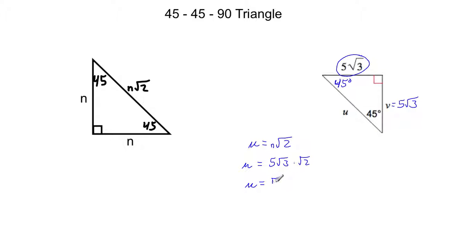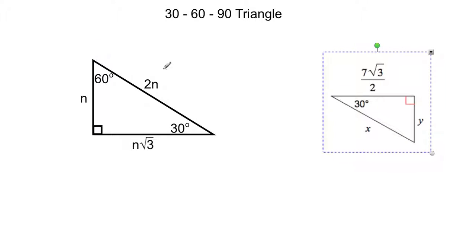Now 5 is 5, and if we take the square root of 3 and multiply it by the square root of 2, we're going to get the square root of 6. We can't multiply that by 5 because it's not the square root of 5. They're from two different worlds. We can't combine them. So that's more of an algebra piece. But the concept of the 45, 45, 90 triangle should make sense. If we have these two sides as n, we take that and multiply it by the square root of 2 to get the hypotenuse.